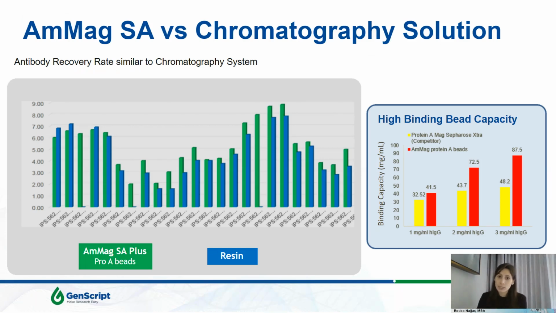And now I do have a little bit of test data that I'd like to show you. You can see on the graph that's in gray, we did a side-by-side comparison using the AmMag Assay Plus and Magnetic Pro A beads and resin columns. And what you see is basically equivalent, if not better, performance with the AmMag Assay Plus. On the right-hand side, we also did a test to see how high the binding capacity of our magnetic beads is for these particular applications, based on, again, the capacity of the magnetic bead. You can see on the right-hand side that we did a protein A in a resin that is available in the market. And you can see for the AmMag SA beads, they were actually outperforming and in some cases significantly increasing the capacity, especially when you get to the higher throughput range.